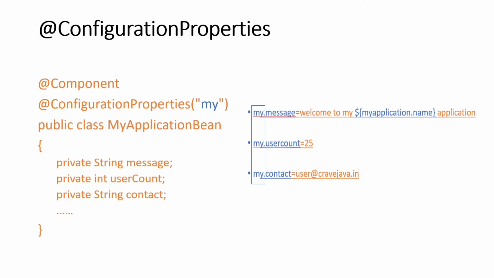So what I mean to say is, consider we have my.message, my.userCount, and my.contact. The container says @ConfigurationProperties, and you just fetch all those values in application properties which start with "my." So basically my.message will be injected to message, my.userCount will be injected to userCount, and my.contact will be injected to contact directly. So we'll see how it works now.